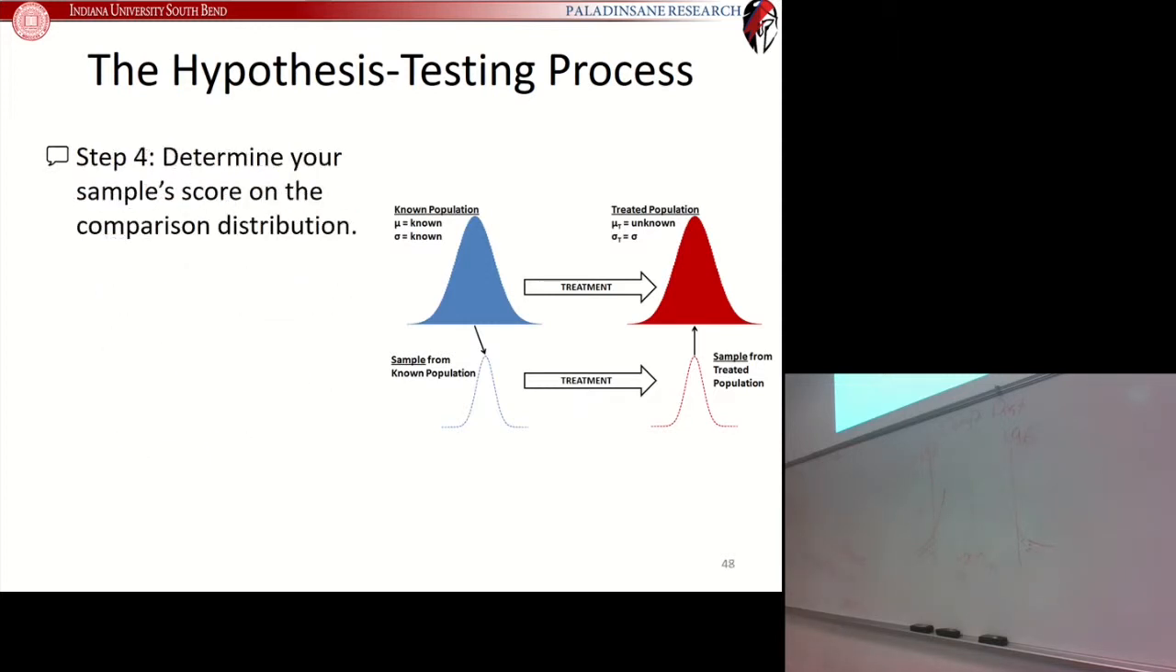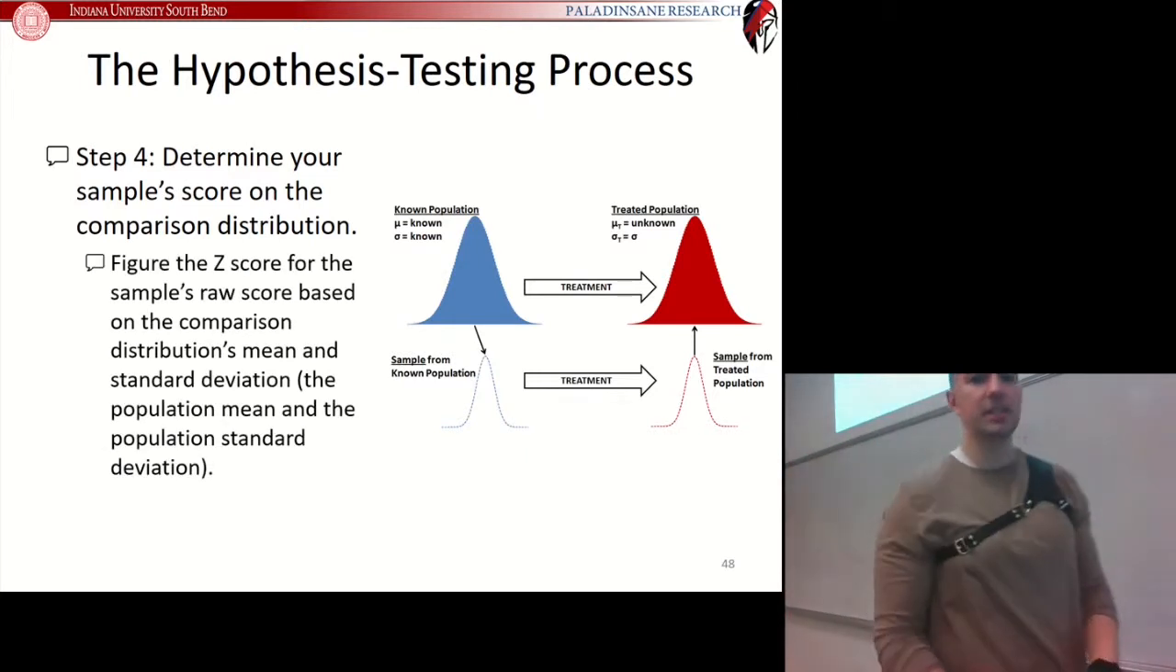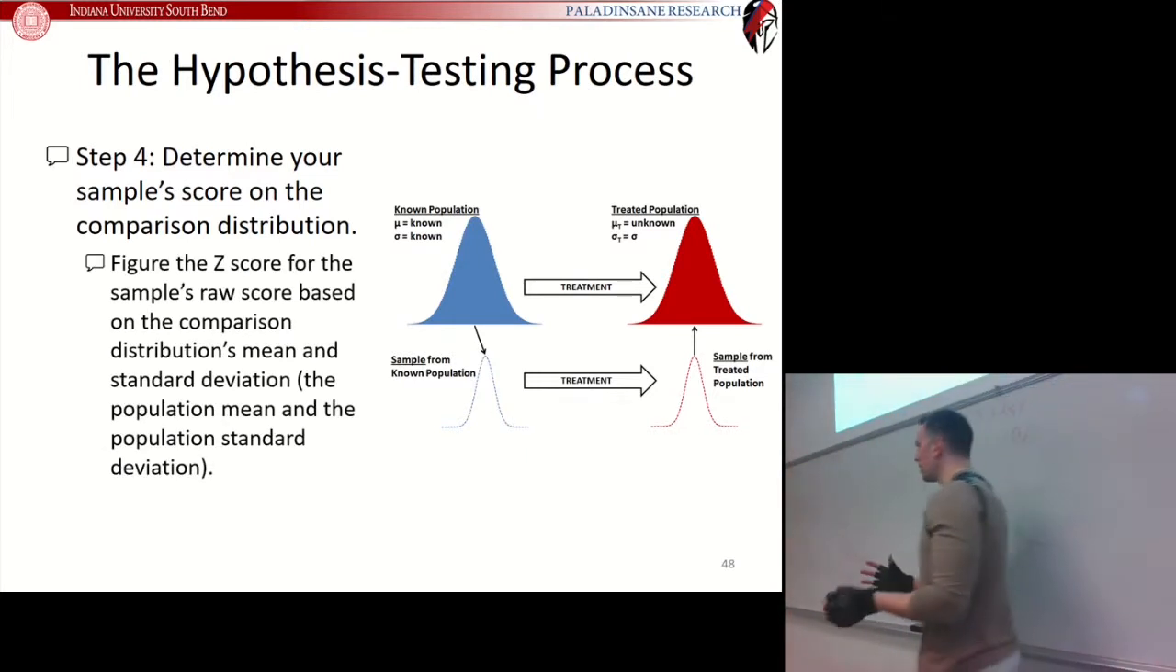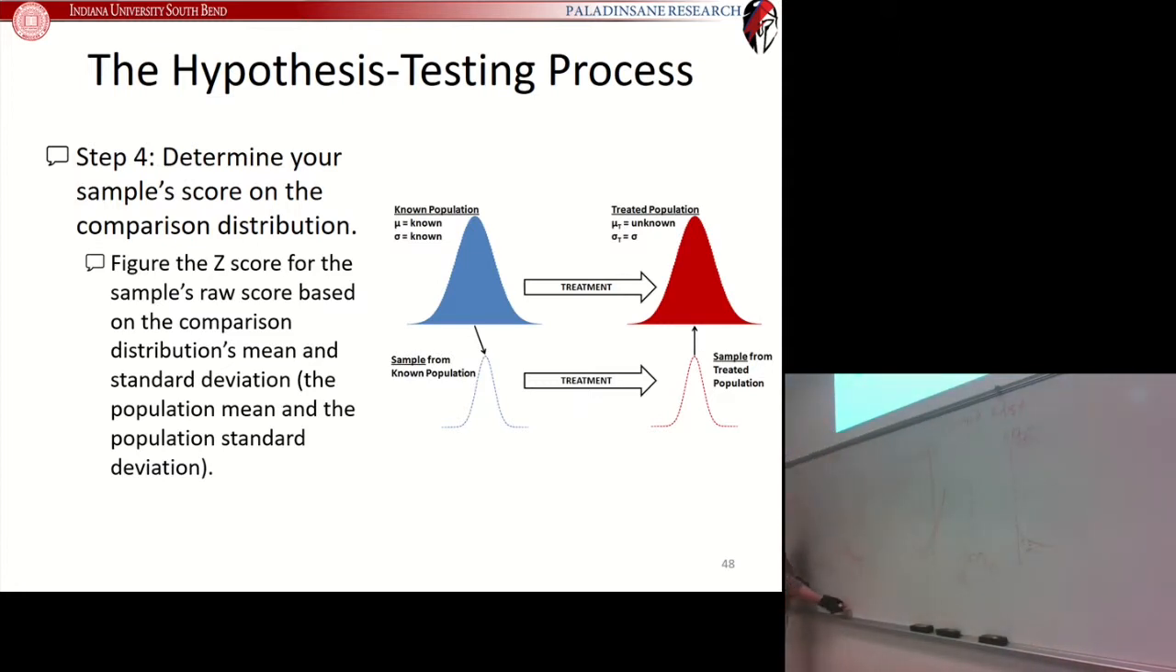All right, now we determine our sample score on the comparison distribution. This is your z-score for your sample. So once again, we have our sample mean right here, 15.3 hours. That's our sample mean. We know it. But we need to figure out where it is on this comparison distribution. And this is a distribution of z-scores. So we've got to take this mean and convert it into a z-score.